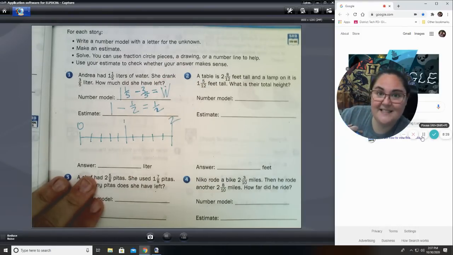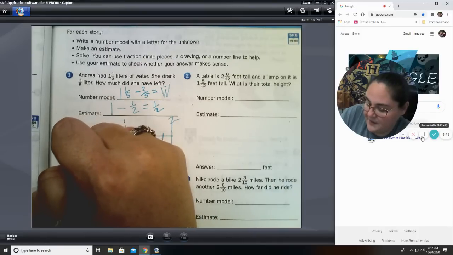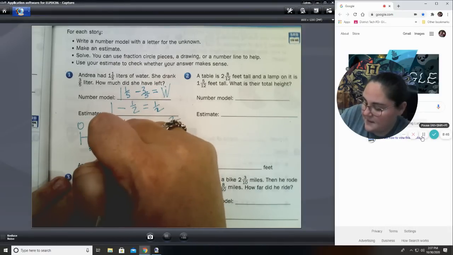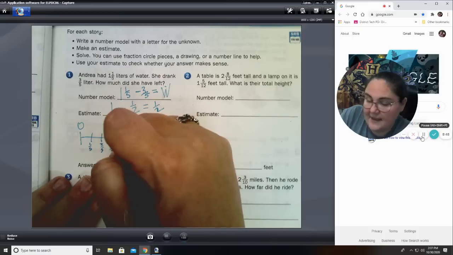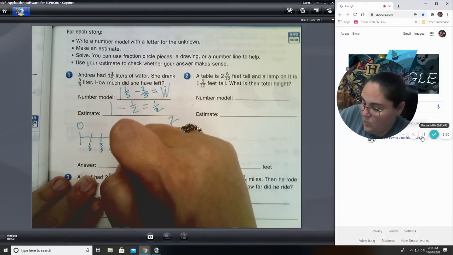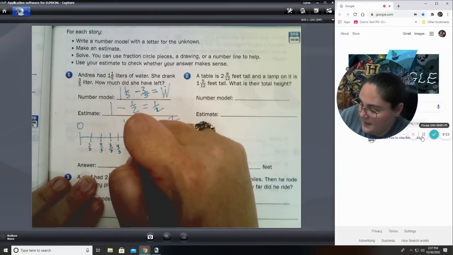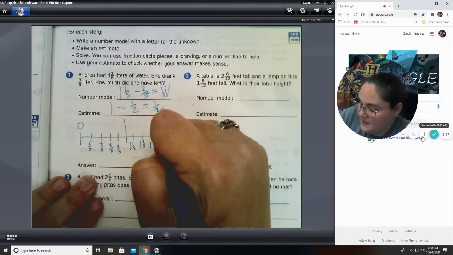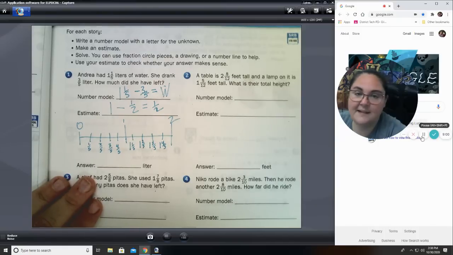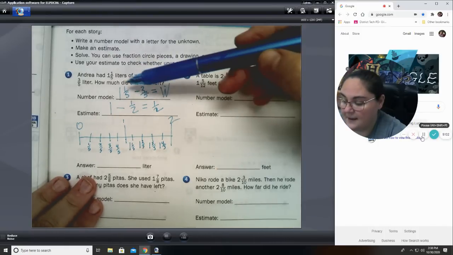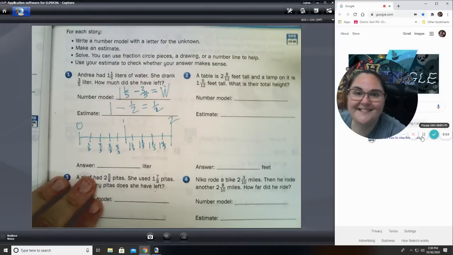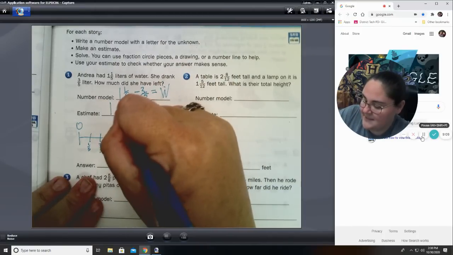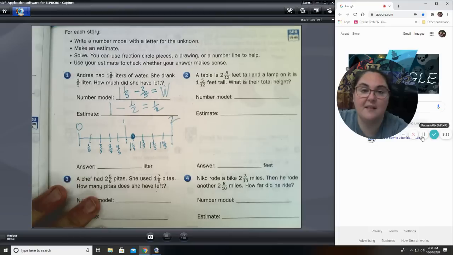I'm going to label it because that's going to help me. 1/5, 2 fifths, 3 fifths, 4 fifths. I know that's 5 fifths. 1 1/5, 1 and 2 fifths, 1 and 3 fifths, 1 and 4 fifths. All right, start labeling. Now, if you need to pause, you can, by the way. 1 and 1/5. So I'm going to start by putting my dot right there because that's how much she started with.